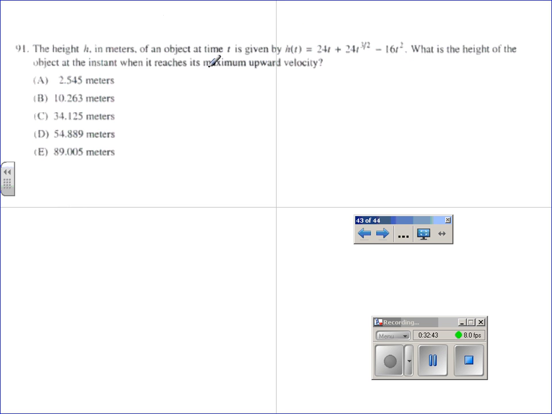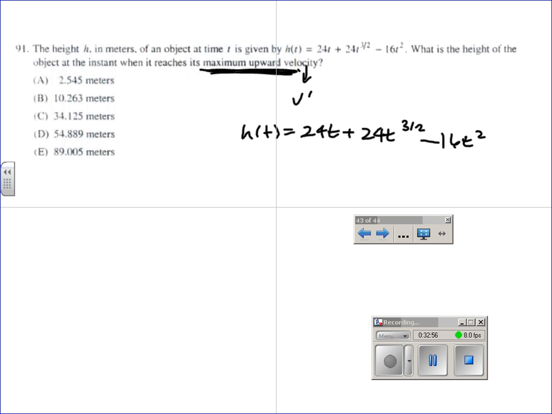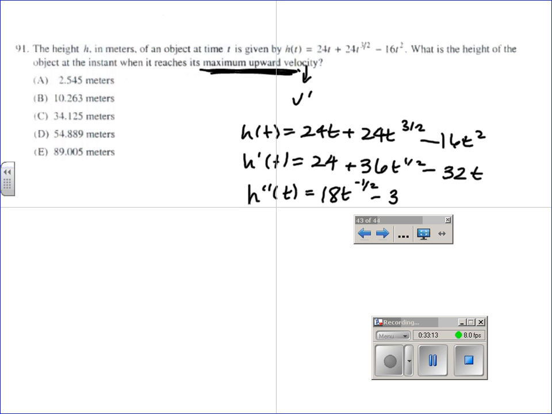Okay, so we have height, and it asks for maximum velocity. Anytime you maximize anything, you look at this thing's derivative, which in this case is actually acceleration. So we take the derivative of this: 24 plus 36 t to the 1/2 minus 32 t. h double prime of t is 18 t to the negative 1/2 minus 32.